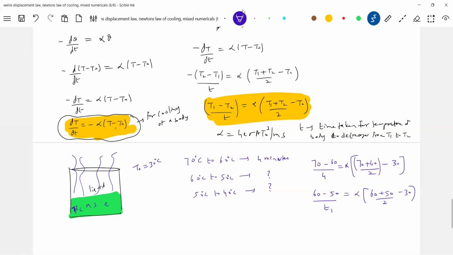Then similarly, for the next temperature drop, again dividing the equations, we'll get T1 and T2. I need not bother about alpha.